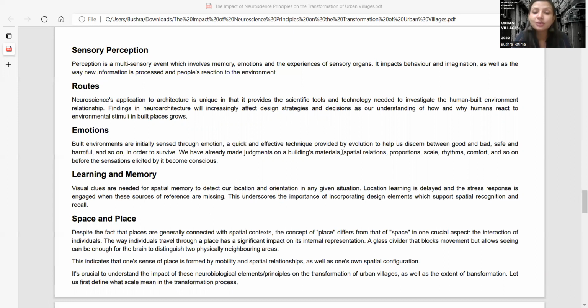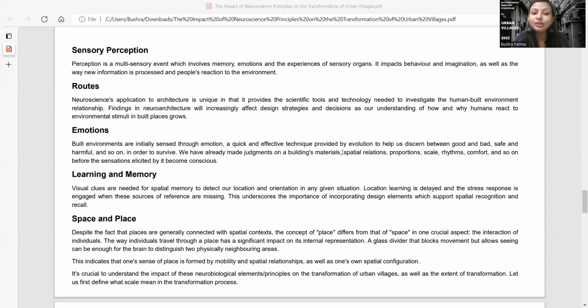Findings in neuroarchitecture will increasingly affect design strategies and decisions as our understanding of how and why humans react to environmental stimuli in built spaces grows. And emotions, built environments are initially sensed through emotions, a quick and effective technique provided by evolution to help us discern between good and bad, safe and harmful, and so on.